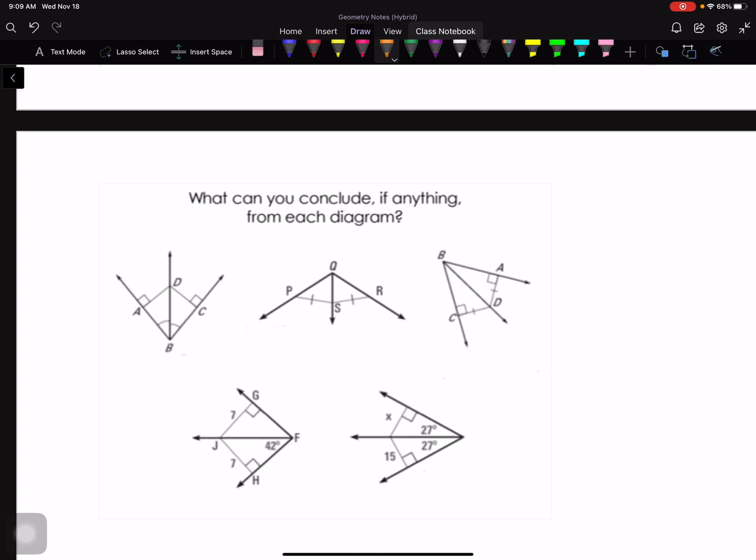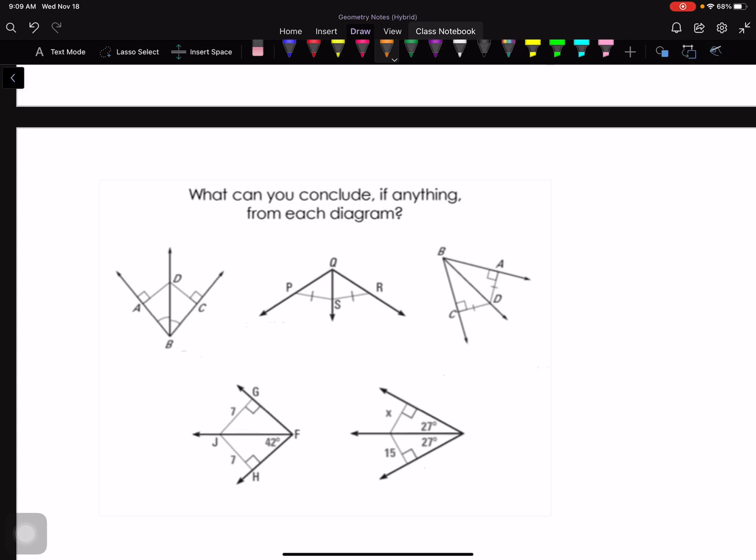So what can we conclude from these diagrams, if anything? Well, we have what looks to be an angle bisector here in BD, which means that AC and DC are congruent. Or AD and CD are congruent.